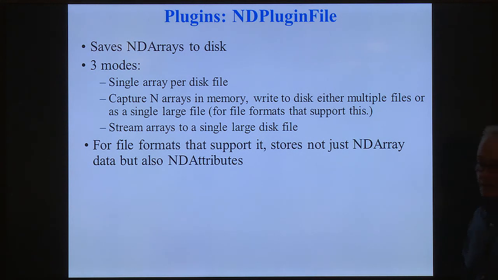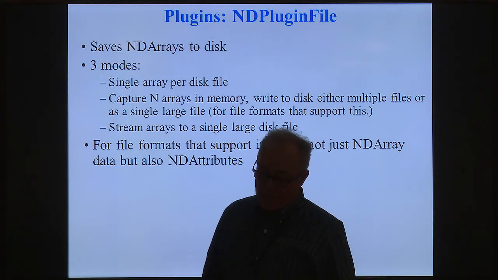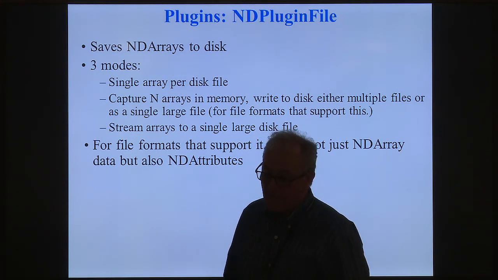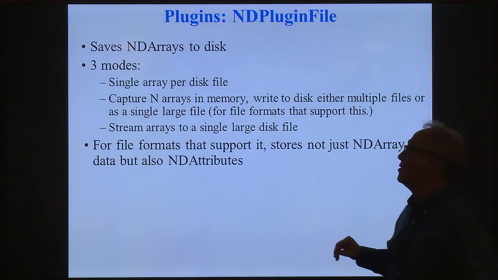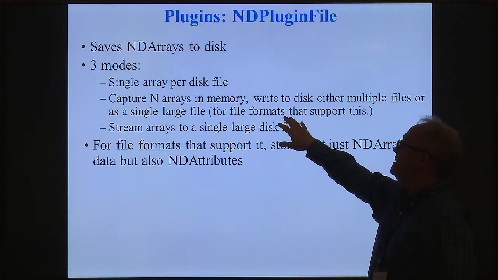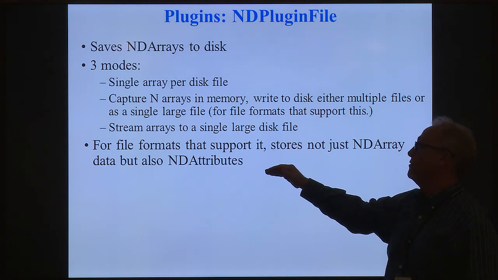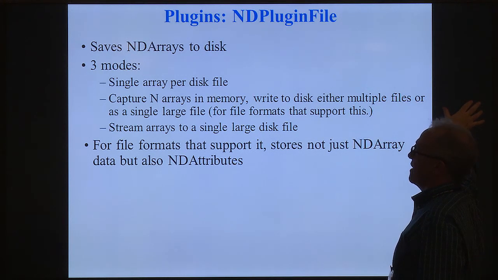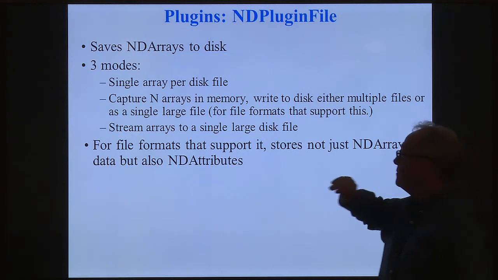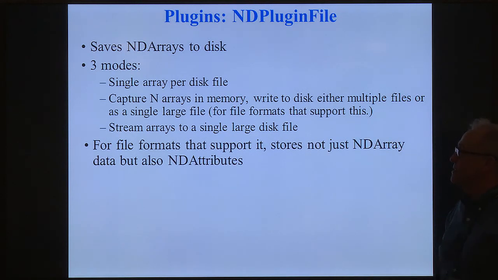So I'm going to pick up now with the base class plugin that's called NDPluginFile, and then there are derived classes for each of the specific file formats. But the base class implements three different modes of saving the data. You can save a single array per file, or you can capture N arrays in memory and then write them out either as a single large file for file formats that support this, or to a bunch of individual files for file formats that don't support multiple arrays per file. Or you can stream arrays to a single large disk file.